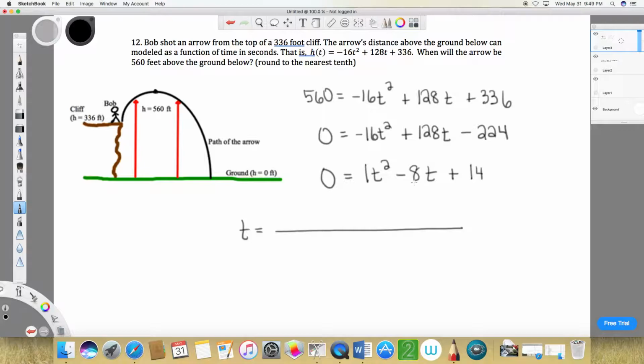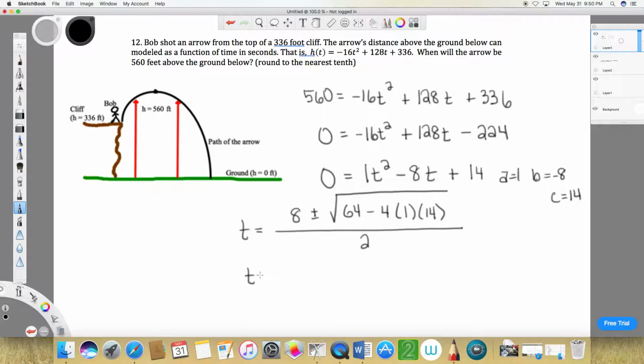Take the opposite of b, the opposite of negative 8 is positive 8. And underneath this radical is what we refer to as the discriminant. It's b squared, which is negative 8 squared, which is 64, minus 4 times a, which is 1, times c, which is 14. Probably a good idea that I should have written a, b, and c down here for you, or maybe more for me. That way, hopefully, I won't make a silly error in substitution.